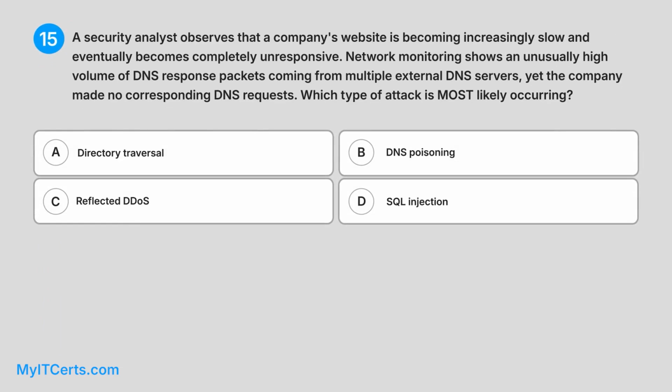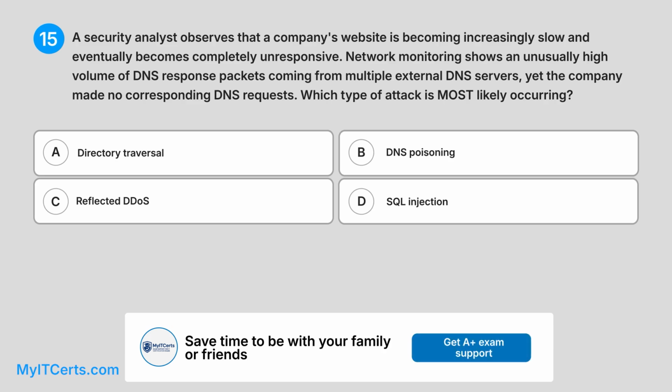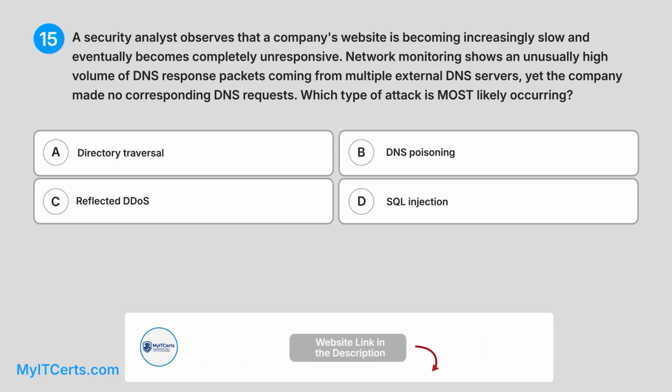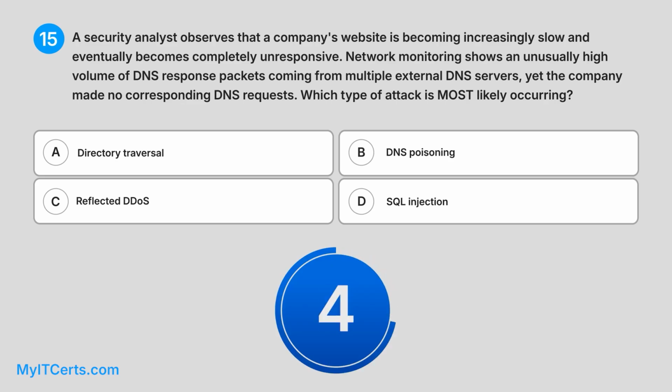15. A security analyst observes that a company's website is becoming increasingly slow and eventually becomes completely unresponsive. Network monitoring shows an unusually high volume of DNS response packets coming from multiple external DNS servers, yet the company made no corresponding DNS requests. Which type of attack is most likely occurring? A. Directory traversal. B. DNS poisoning. C. Reflected DDoS. D. SQL injection. Can you guess the answer?